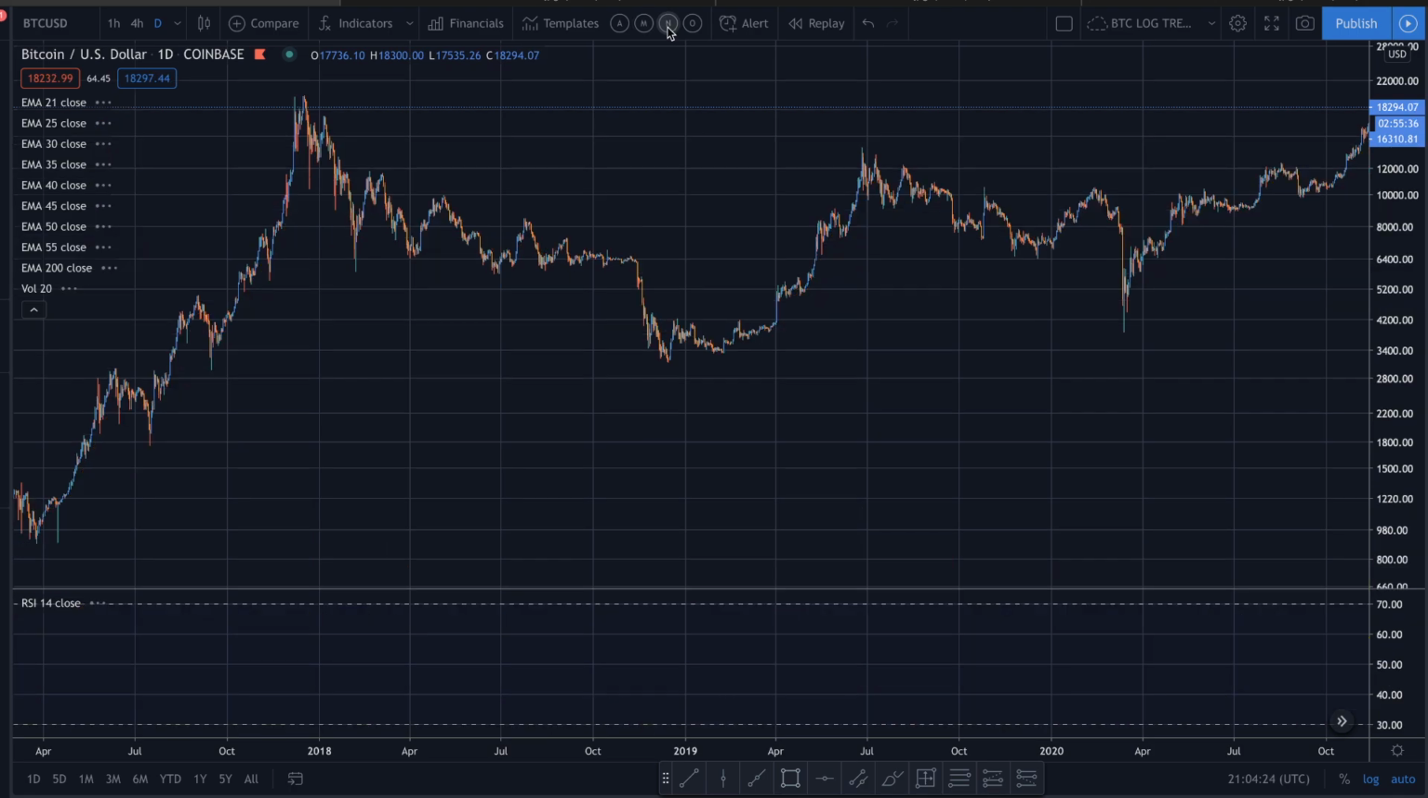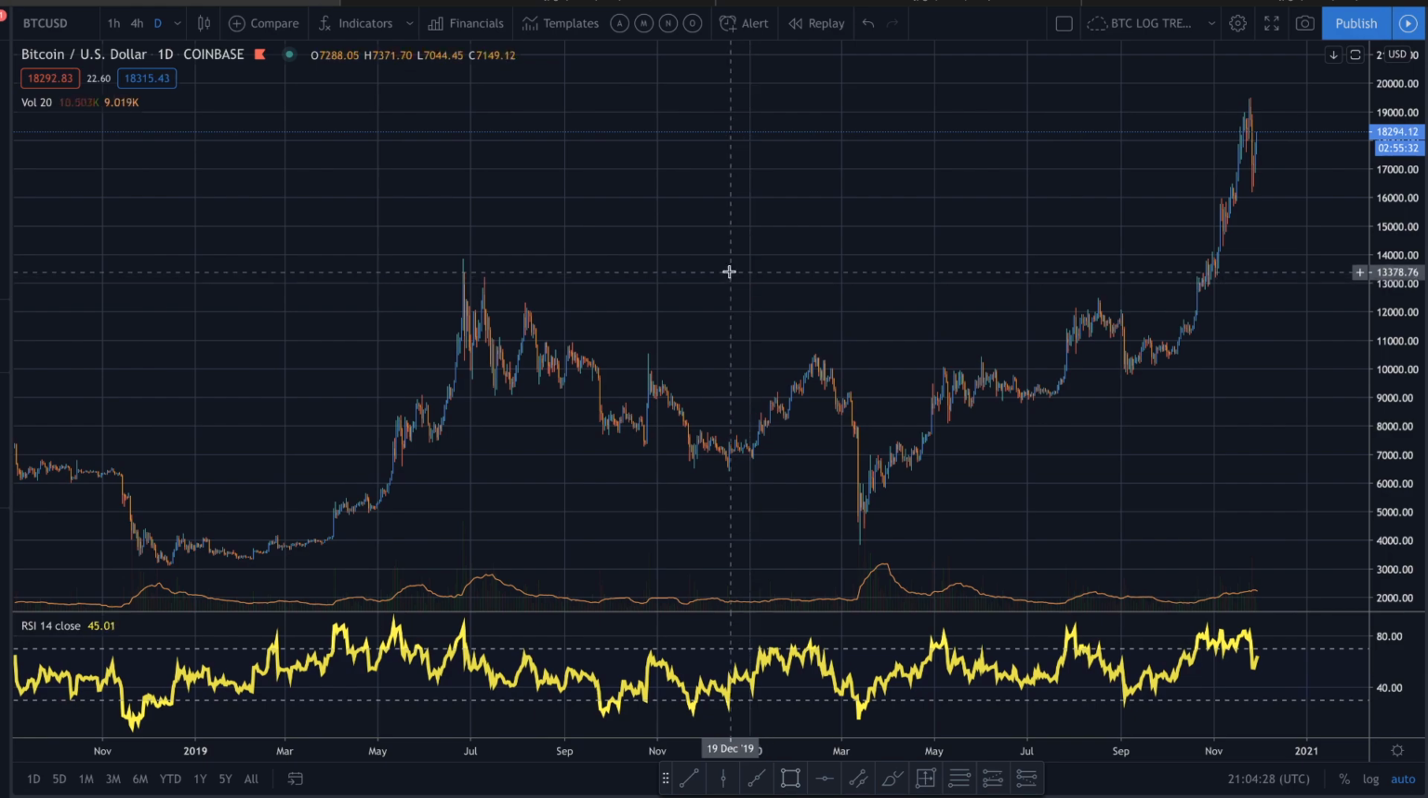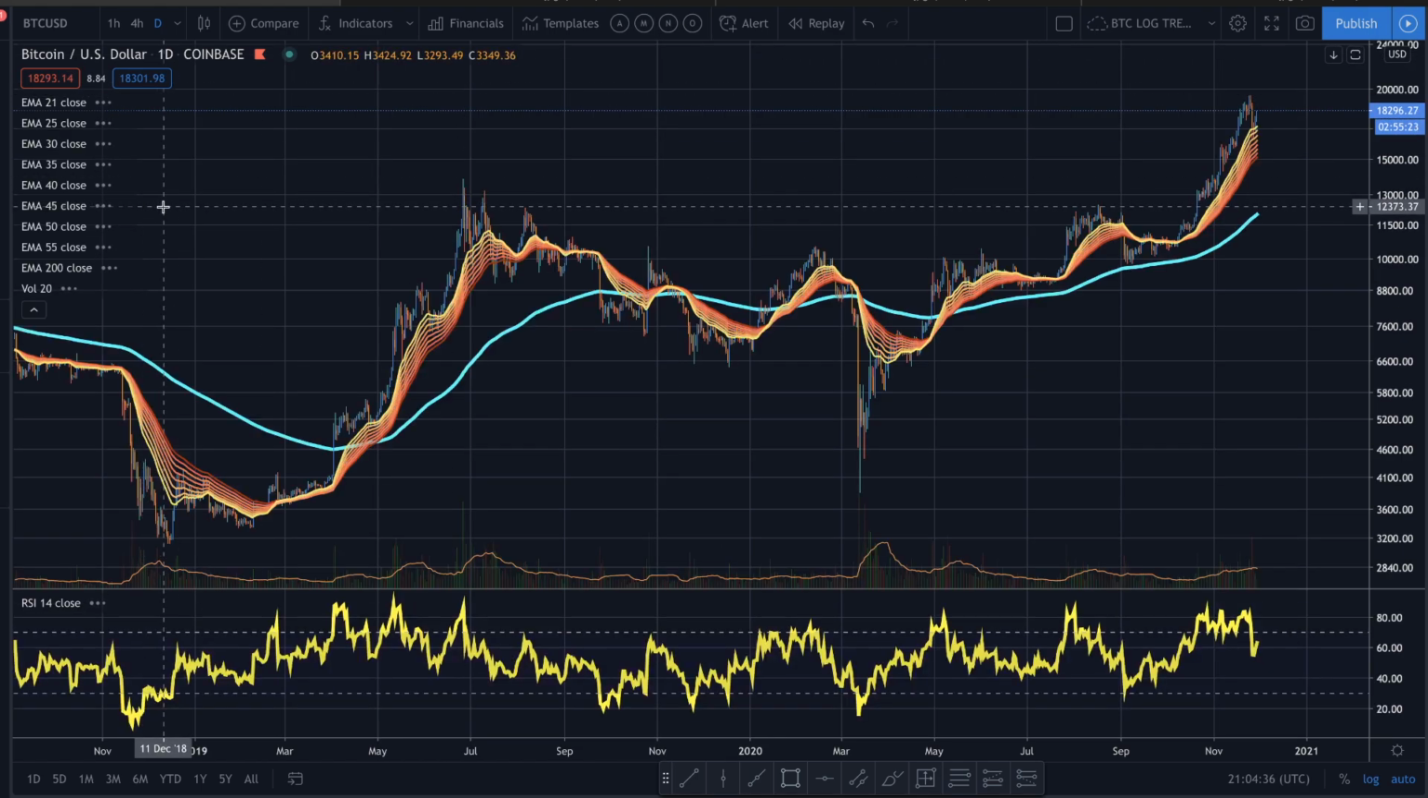To start off, if you are watching this video with your laptop, I think it would be a good idea to have your TradingView application open. There's a link to TradingView in the description if you don't already have it, and unfortunately you can only run this indicator the way I have it if you have one of the paid plans.